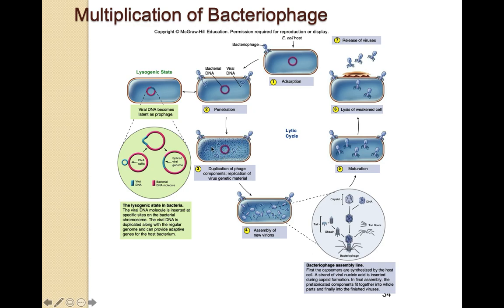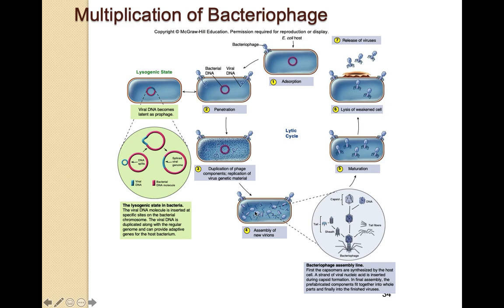And the bacterial machinery, the cellular machinery inside of it, will also start making new copies of the bacteriophage. New copies of the viral DNA, new copies of the viral capsid, new copies of the viral enzymes, and things like that. So you can see the little viral DNA copies here, the little capsid copies and pieces. The bacterial DNA is now gone.